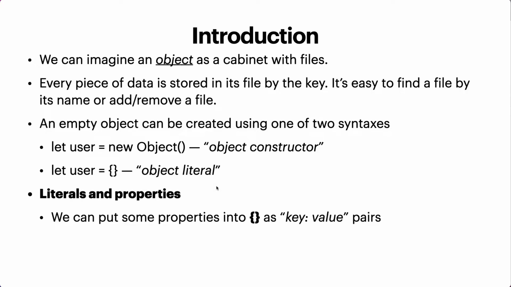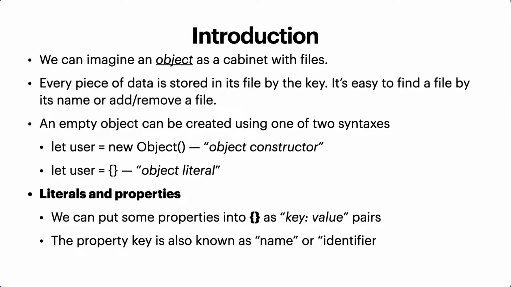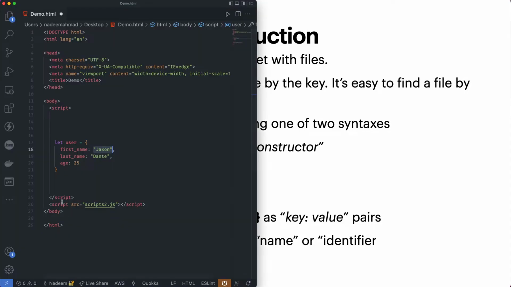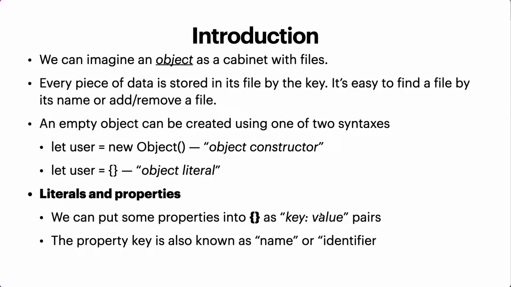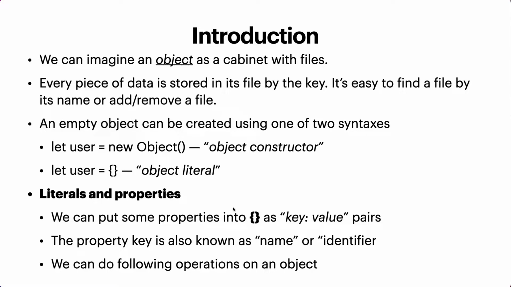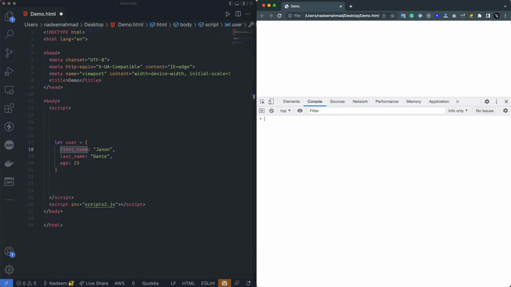Literal and properties. We can put some properties into the curly braces as key value pairs, as we just saw. The property key is also known as name or identifier. So basically over here, if you go to the code, you can see that we also call it a name. We call this property a name, or key, or identifier. Yeah, we can do the following operations on an object. So now we'll talk about different object operations, what we can do with an object, how we can manipulate an object. But first let's declare another object with the new keyword and see if it works out.